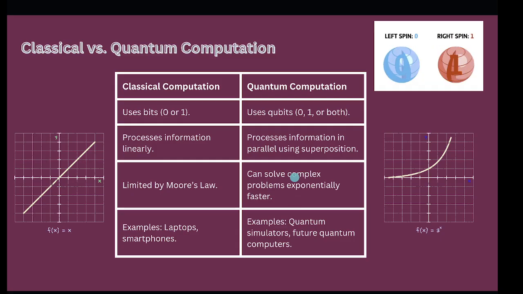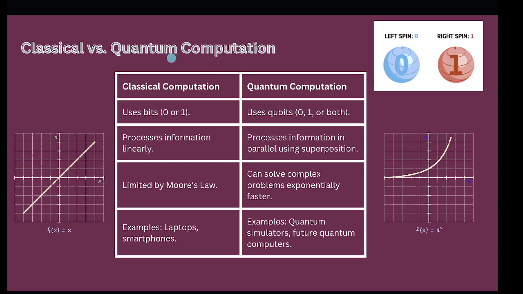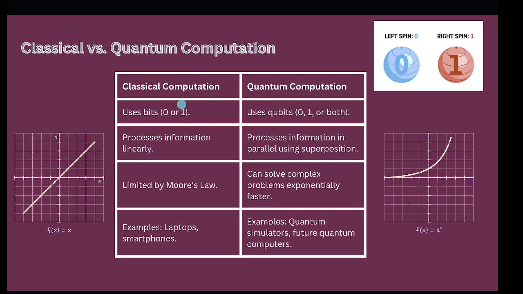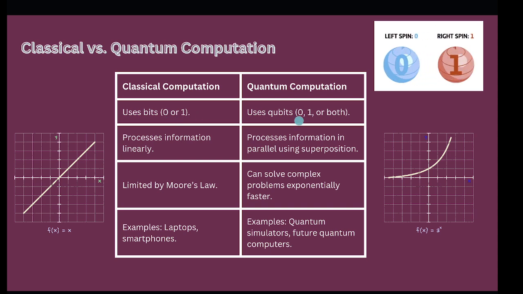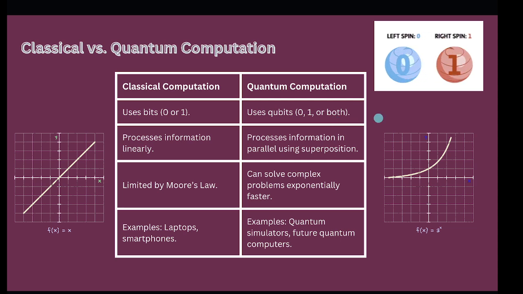So now I was telling you what is quantum computation, but let's see what is actually the difference between classical computation and quantum computation. So, as I told you before, classical computation has bits 0 or 1, but in quantum we have qubits, which can be 0, can be 1, or can be both. In this diagram, you can easily understand what I am talking about.